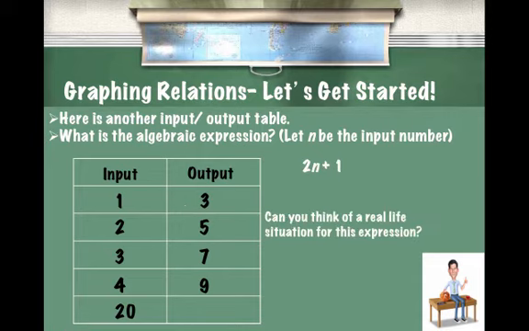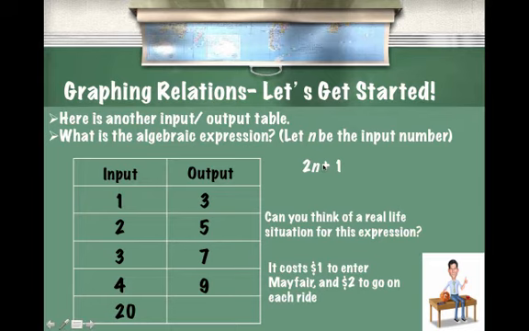If I asked you what a real-life situation for this expression would be, again, I like to use the example of Mayfair, whether it's realistic or not. But having said that, it costs $1 to enter Mayfair and $2 to go on each ride. So regardless, you're always going to pay that constant fee of $1. And then depending upon how many rides you go, that's how much money you'll spend on the day. So one ride is $2 for the rides, plus the $1 to enter is $3. 2 rides at $2 per ride is $4, plus the $1 to enter is $5.